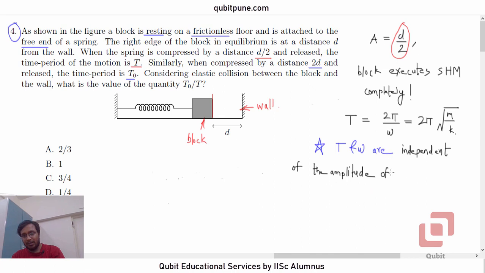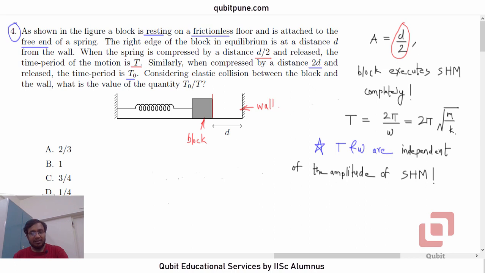Okay, t and omega are independent of the amplitude of SHM, which means no matter what the amplitude is, as long as the block's mass remains constant and the spring's constant doesn't change with time, it will always oscillate with the same frequency, even if the amplitude is different. Okay, yes.